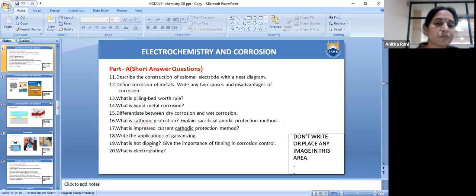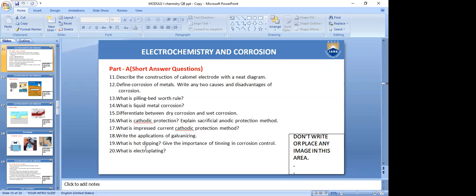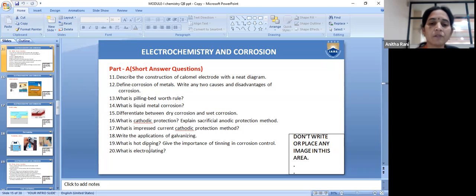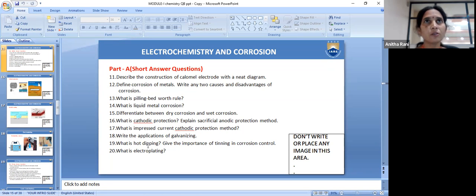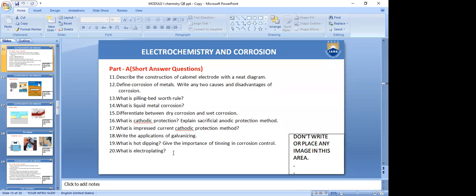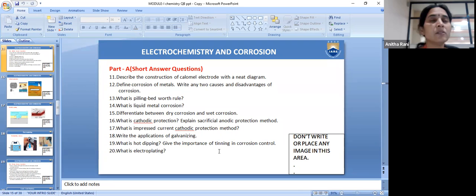Students, what is hot dipping? This we apply in the galvanizing process. We are dipping the base metal in a bath of molten coating metal, molten zinc. The molten coating metal should have a lower melting point than the base metal. Yes or no? Yes, ma'am.